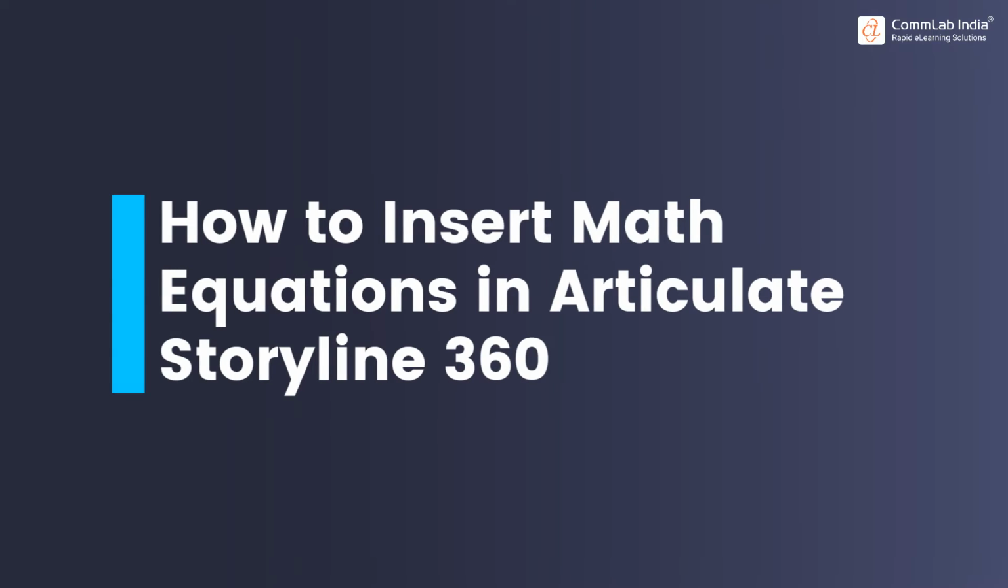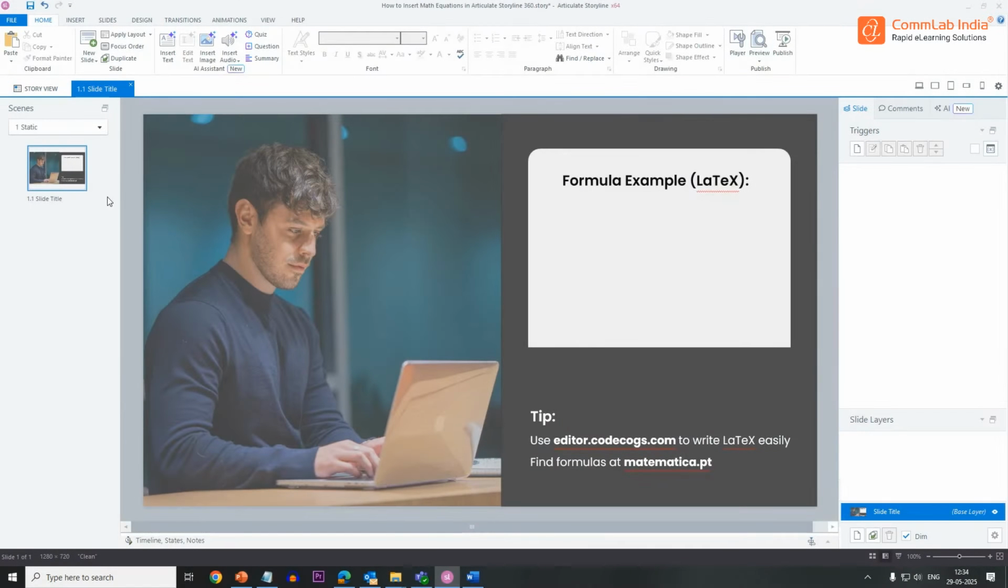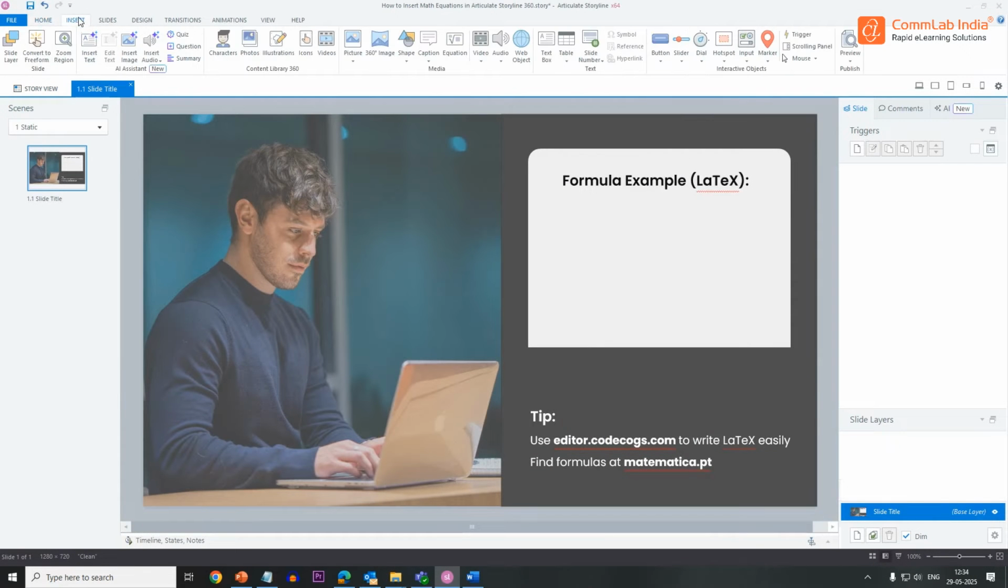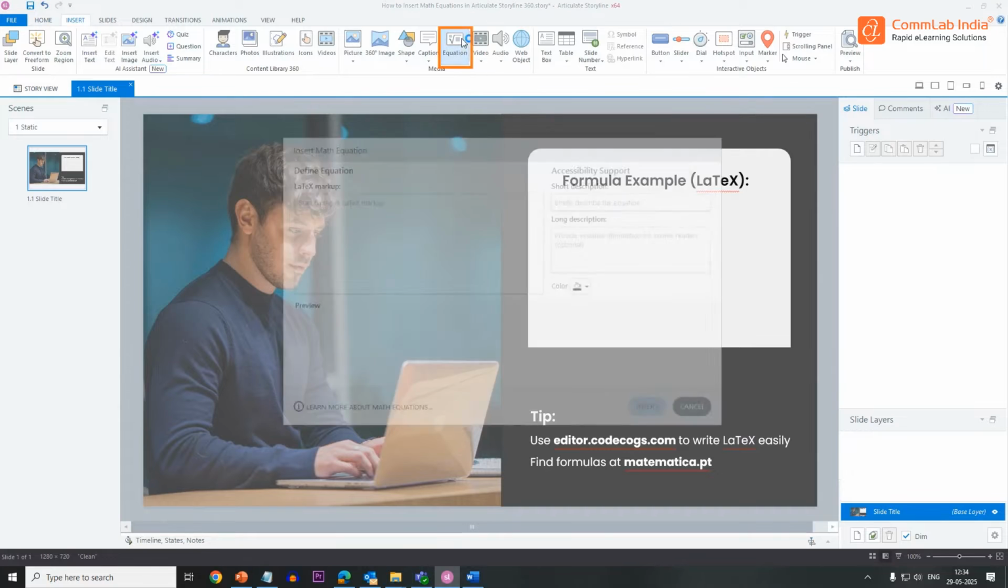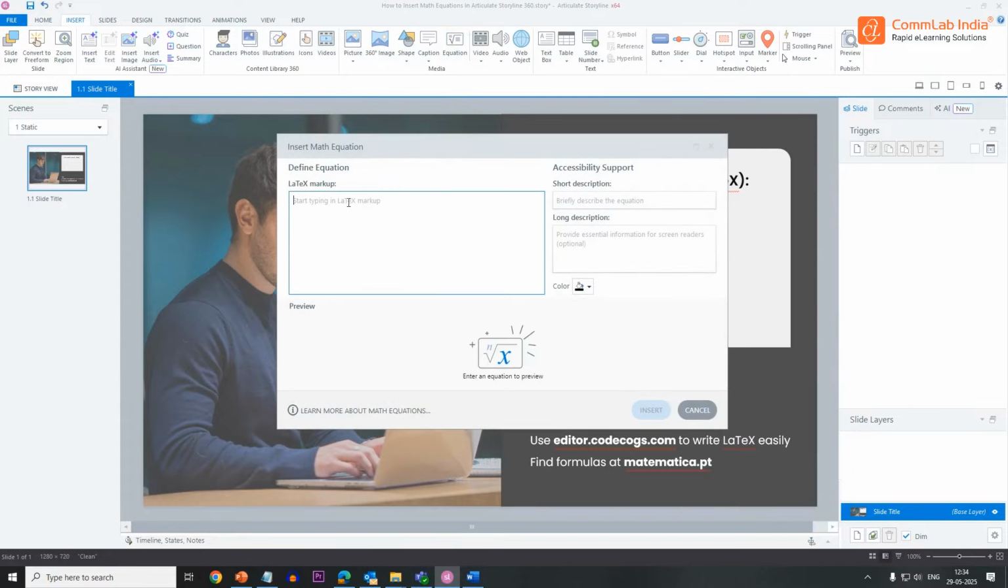Hello! In this video, you will learn how to insert math equations in Articulate Storyline 360. Go to the Insert tab and select Equation. This opens the equation editor.